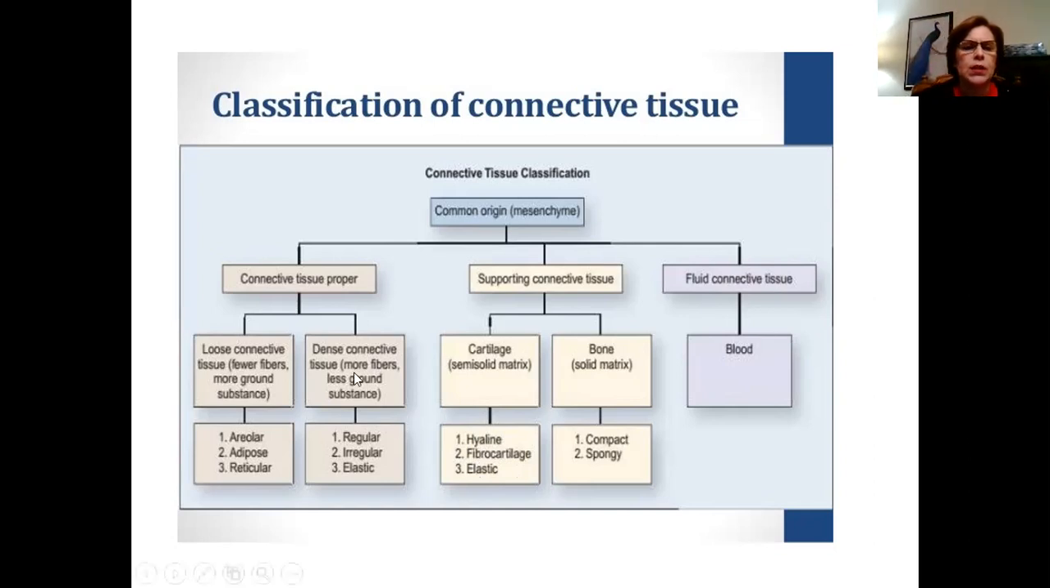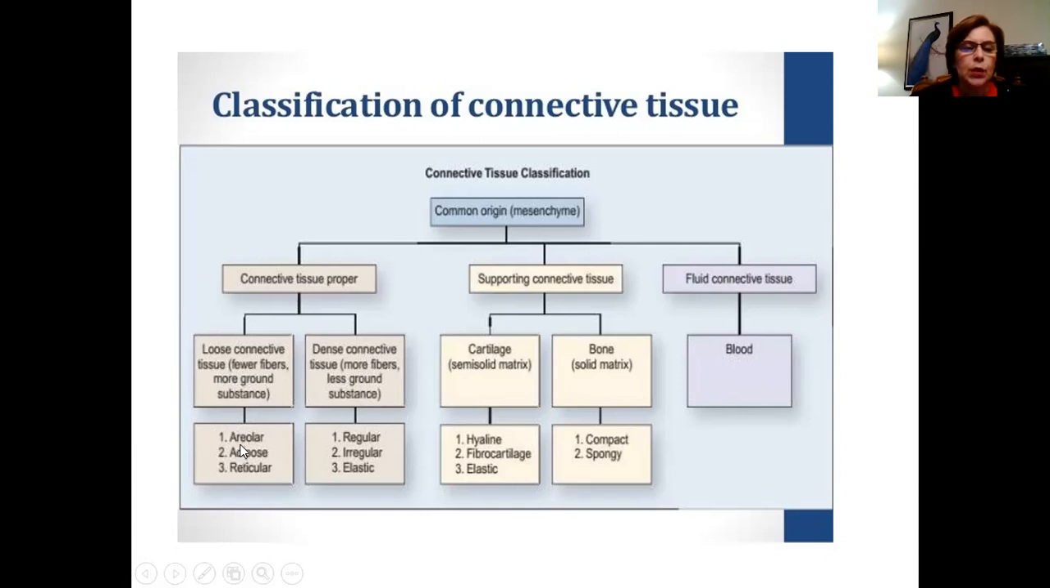Well, then what's this connective tissue proper? We divide that into two categories, loose and dense. So the loose has fewer fibers and more liquid. The dense has more fibers and less liquid, less ground substance.